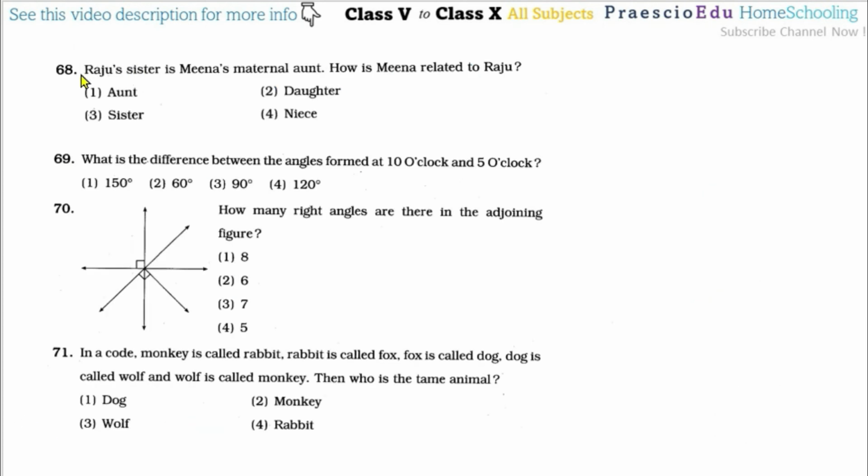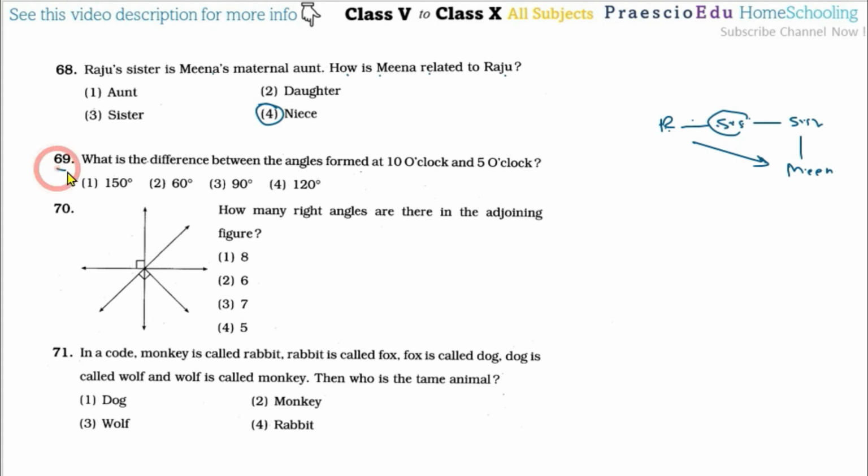Now question number 68: Raju's sister is Mina's maternal aunt. Mina is the daughter of another sister, meaning Mina's maternal aunt is Raju's sister. That is the meaning. Now, how is Mina related to Raju? Mina is the niece of Raju. So niece is option number 4.